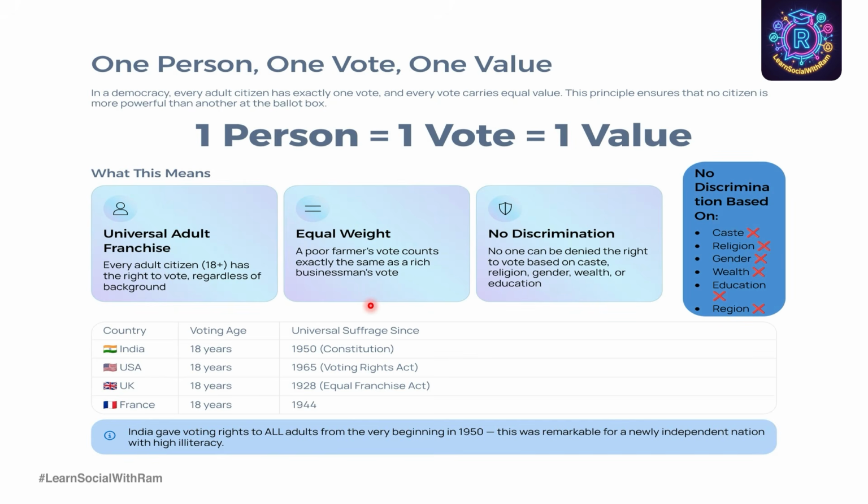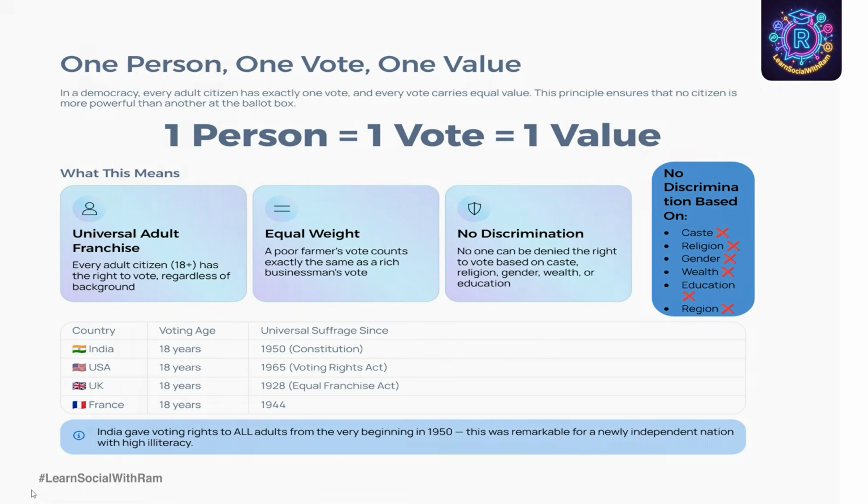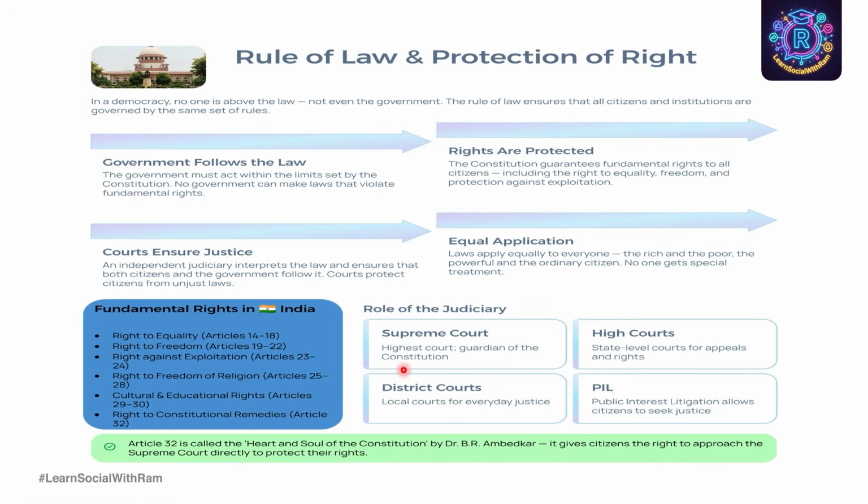This ensures that equality in democracy is being given to all the citizens, and this is also one of the very important features of democracy. Now let us try to understand the next feature of democracy, that is rule of law and protection of rights. What is this rule of law? This is one of the most important features.